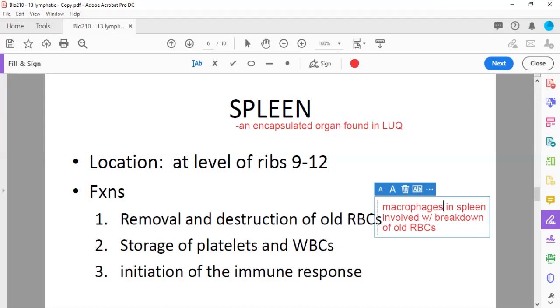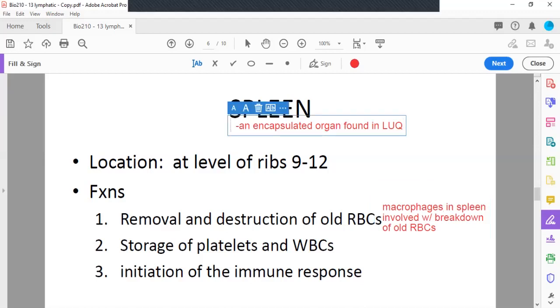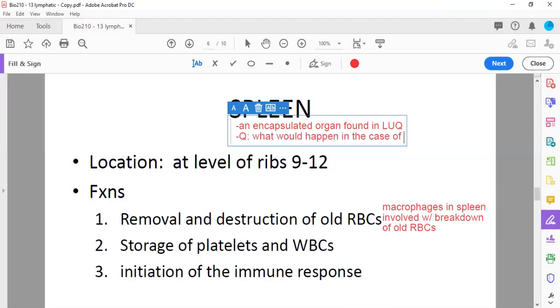So the question we want to ask is this: what would happen if there's no spleen? What would happen to the person in the case of splenectomy? And splenectomy just means removal of the spleen.